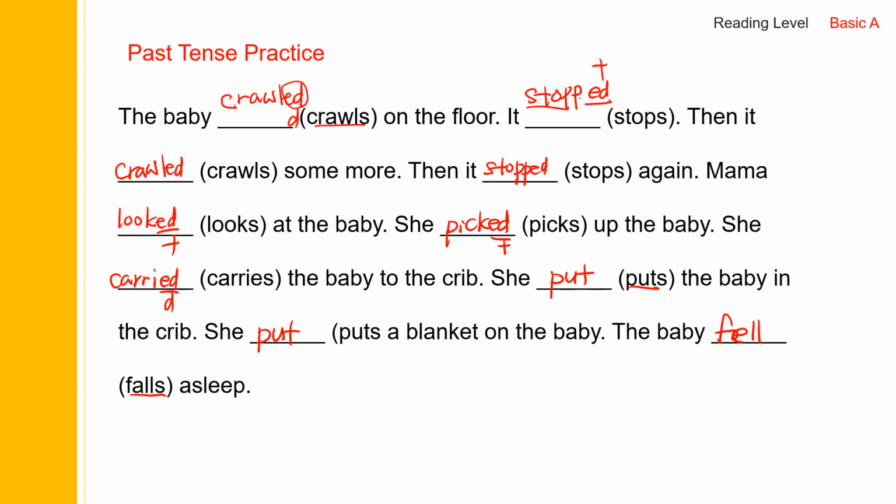Okay, let's read the story one more time. The baby crawled on the floor. It stopped. Then it crawled some more. Then it stopped again. Mama looked at the baby. She picked up the baby. She carried the baby to the crib. She put the baby in the crib. She put a blanket on the baby. The baby fell asleep.